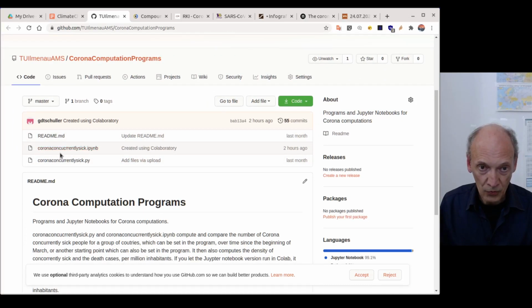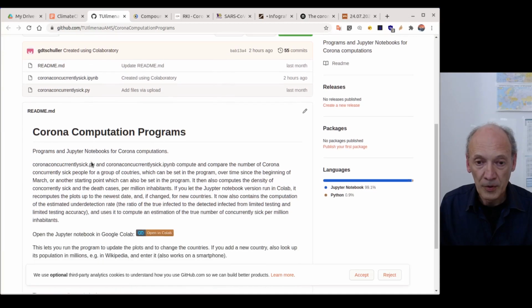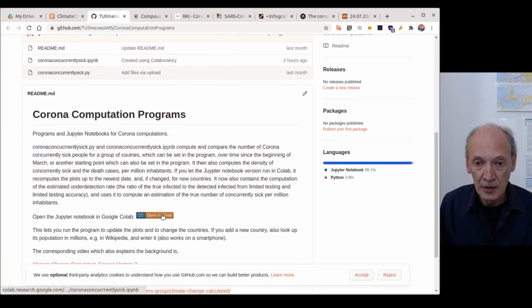Here I have two programs. This is the Python notebook, which runs in the web browser, and this is the pure Python file, which you need to download and run locally. So for simplicity, I made a link right into Google Colab, which lets this IPython notebook run in your browser.